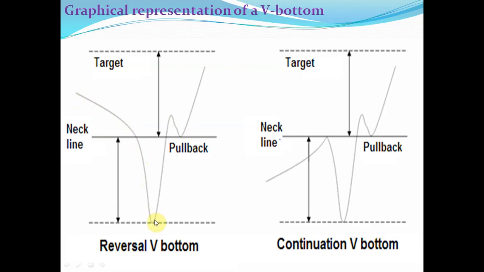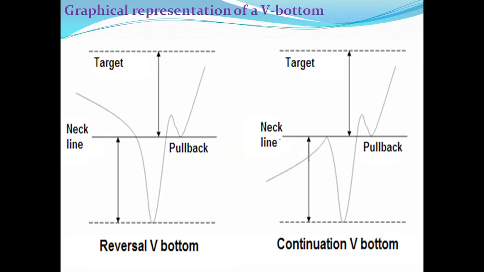and there is a reversal from here, then a small uptrend, then again a retest, and it bounced back in the upward direction. So this is a reversal V bottom, and you see the continuation V bottom.